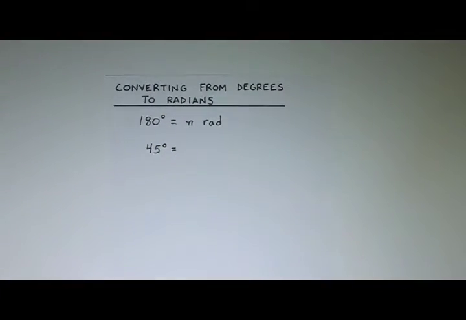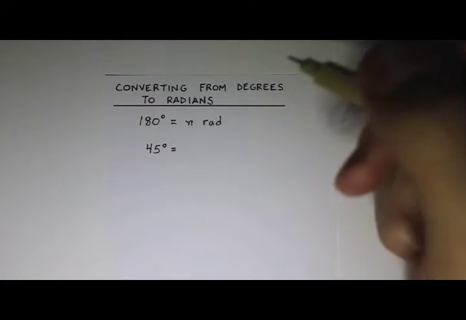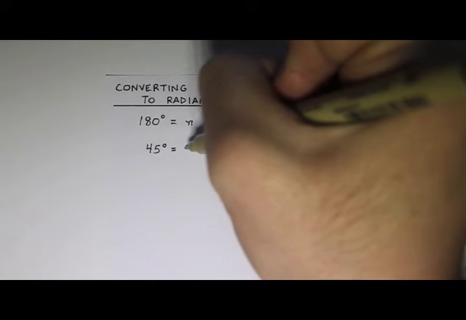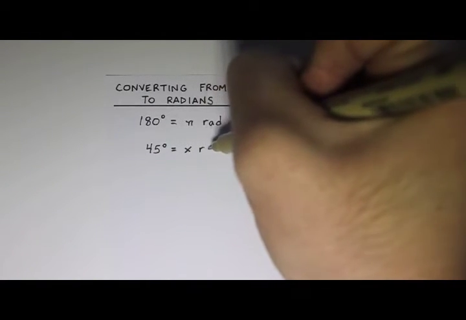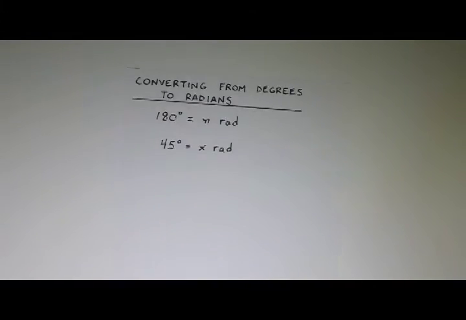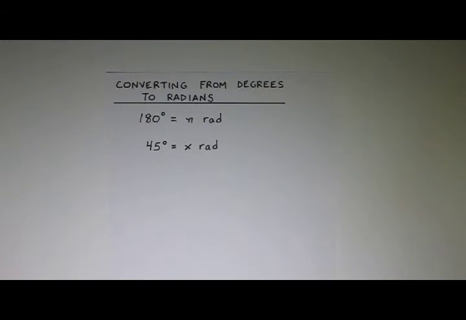Now you might remember from before that 45 degrees is actually equal to pi over 4 radians because it was a fourth of pi, or a fourth of 180 degrees. But let's pretend we don't know. Let's suppose that's equal to x radians, and let's see if we can figure out a way to explain how many radians we have for 45 degrees in a way that makes sense, that maybe we can apply to other degrees.